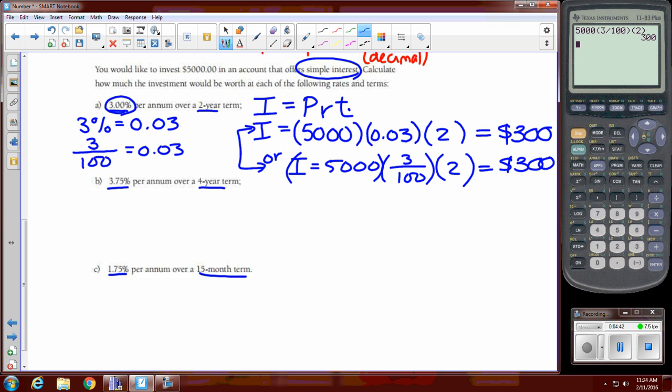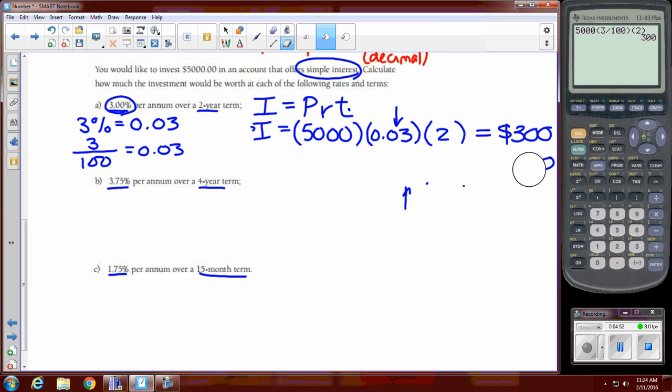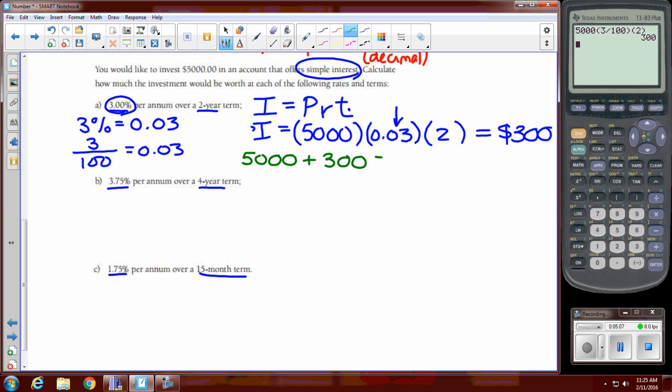So again, you can either put in the decimal or you could put it in as a fraction divided by 100. Either one of those is okay. Just to simplify our work, to see what's going on, we're getting $300 at the end of 2 years. And this is saying, how much would this investment be worth? Well, we started with $5,000, and now the bank's going to give us $300 for keeping our money in there. So we're going to end up at the end of 2 years actually with $5,300 in our bank account. Not too bad.